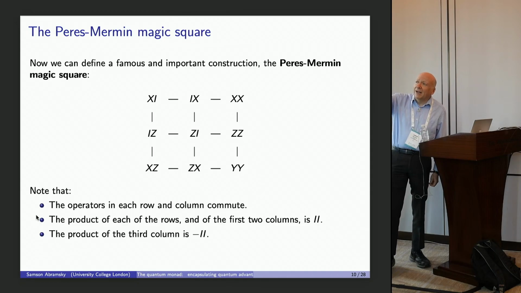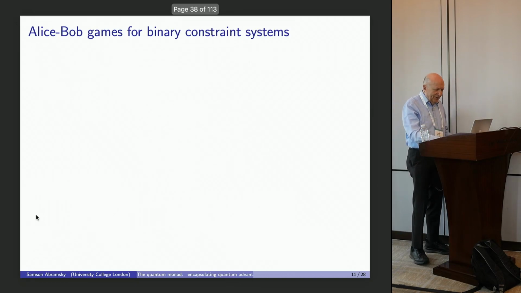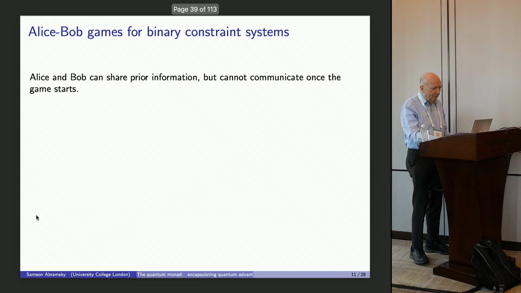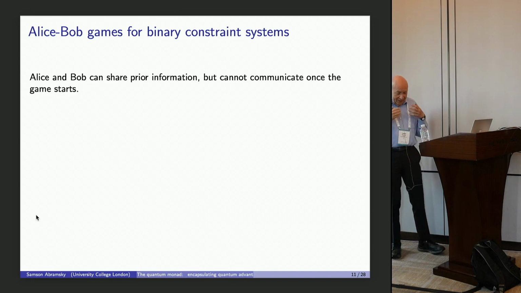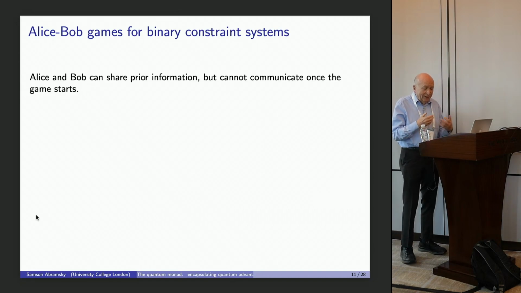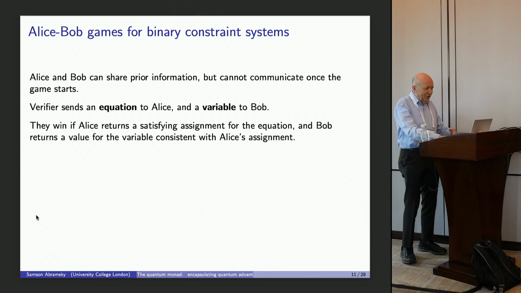If we multiply out the rows and the first 2 columns, we get the identity, and if we multiply the last column, we get minus the identity because of the nature of these spin operators. So that would be an example where we can get a perfect quantum strategy where no classical strategy exists at all. And we can generally talk about Alice-Bob games for binary constraint systems.